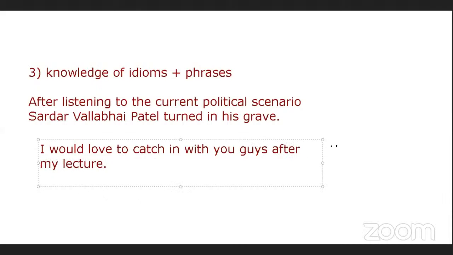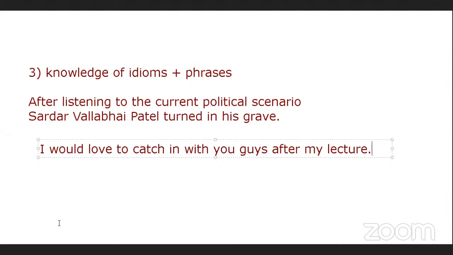Is this a correct sentence? If it's wrong, then what is wrong and where is the error? That's right. The correct answer would be, I would love to catch up with you guys after my lecture. Catch up. It's a verb plus preposition, also called a collocation.